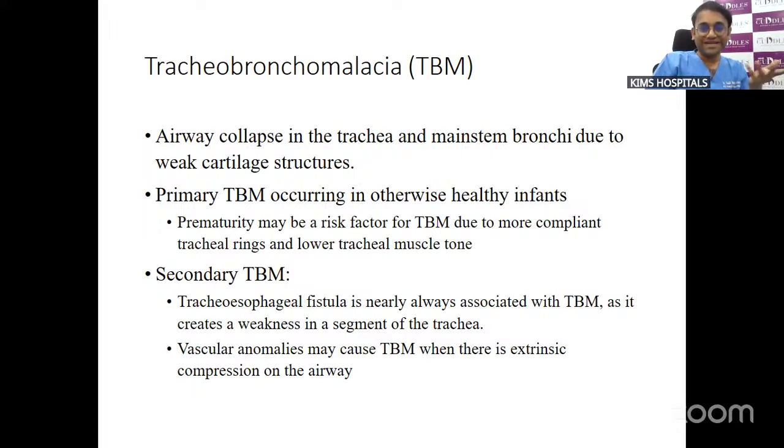Prematurity itself is a risk factor, with lower tracheal muscle tone. In bronchopulmonary dysplasia babies, if you use more bronchodilators, the babies will have more respiratory distress because it decreases the tone further. Next is secondary tracheobronchomalacia, which usually happens after TEF repair, because in tracheoesophageal fistulas, where the esophagus has a connection with the trachea, there is always a weak segment. Also, the vascular anomalies I mentioned previously can compress the tracheobronchial tree and lead to malacia in these babies.